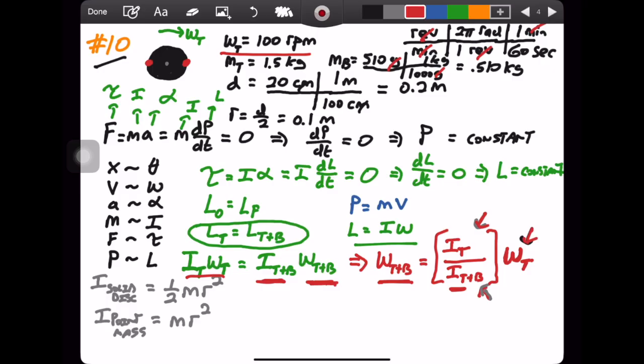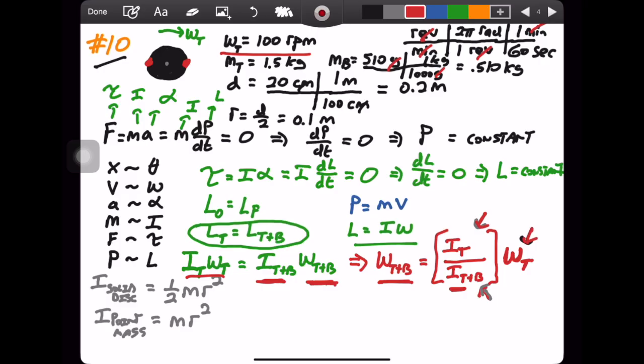Going back to the moment of inertias, we have a solid disk. That's what the turntable is. The moment of inertia for that is 1/2 mr squared. And the masses, the little red point masses that fell down, they're blocks as they're stated in the problem, but you can treat them as point masses. They each have a moment of inertia of mr squared. And again, r is going to be the radius from the axis of rotation.